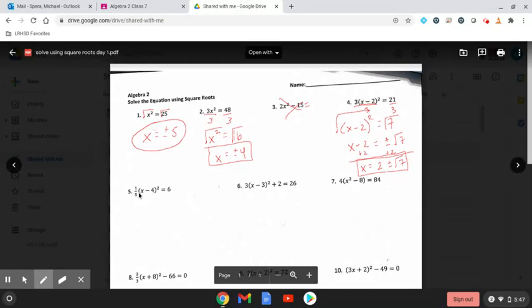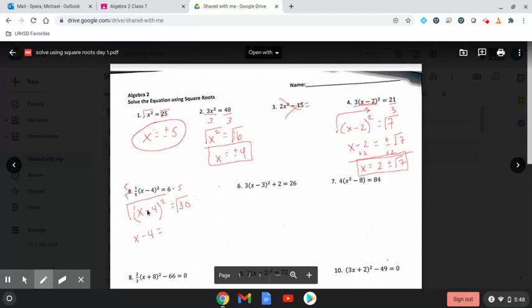So let's look at number 5. Again, we got to get this parenthesis, this quantity squared by itself. Now, when you have a fraction, think about how you clear fractions. What do you do to both sides? How do you get rid of that? Well, you multiply both sides by the reciprocal of the fraction. So in other words, we're going to multiply both sides by 5 over 1, or just 5. And now that leaves us with x minus 4 squared equals 30. Again, whatever's being squared is now isolated, so now we square root both sides.